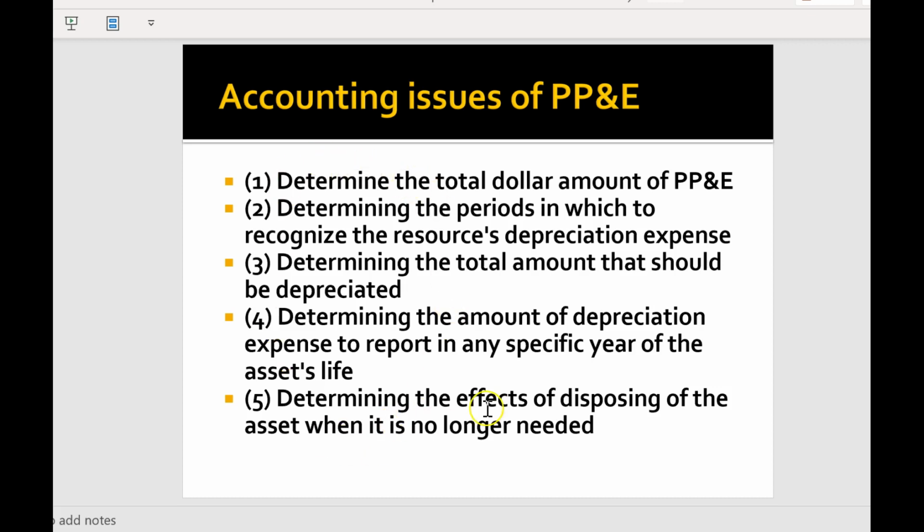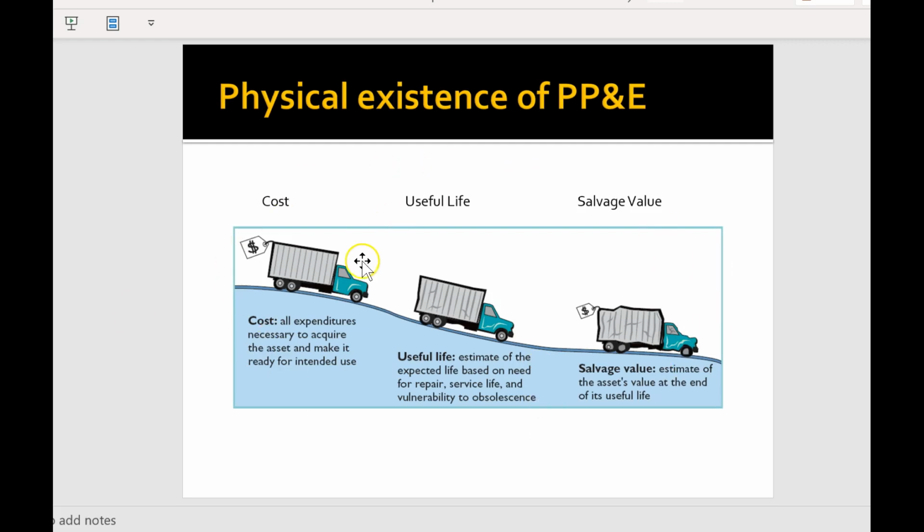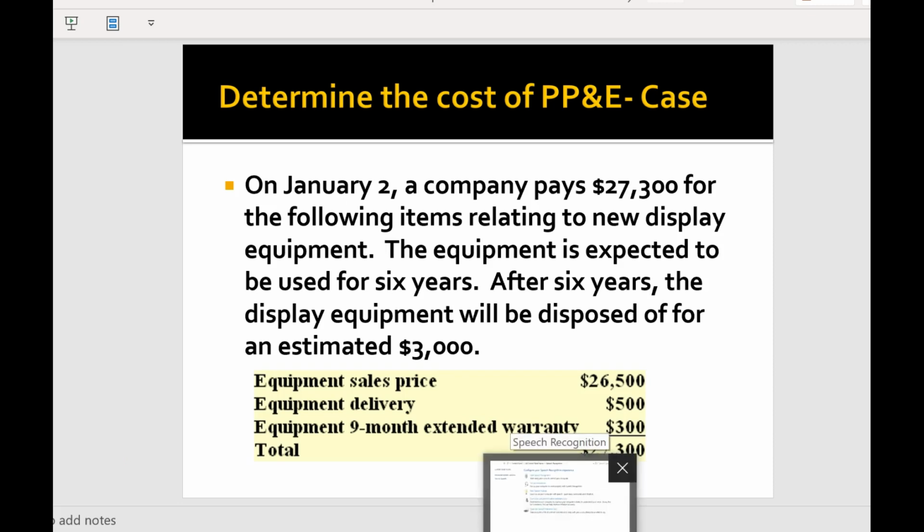So all these accounting issues are evolving around the life cycle of PP&E: when we first purchase it, when we are using it in between the purchase and the end of the asset's life, and then when we dispose of the asset either to the scrapyard or sell on a second-hand market. So let's talk about those things one by one. First of all, how do we determine the cost of PP&E? Normally, for an equipment, the costs are all relevant usage of resources to obtain the PP&E and prepare the PP&E for use. Now, this is an example.